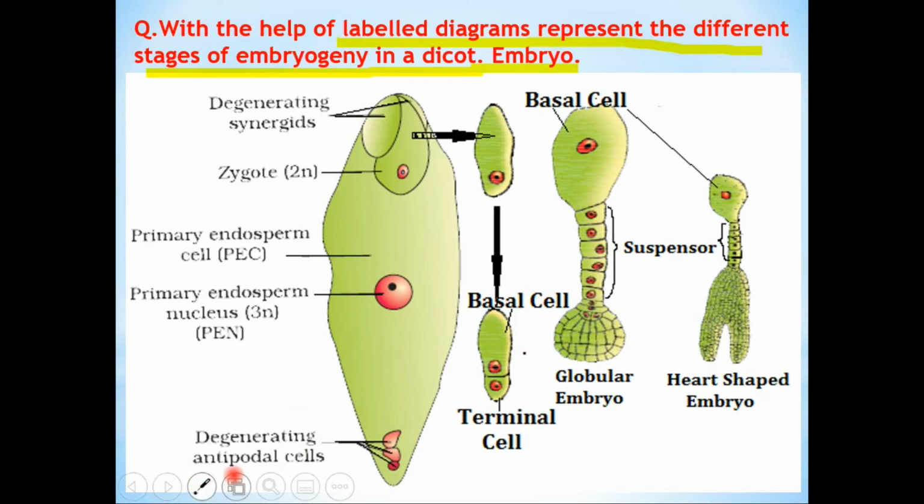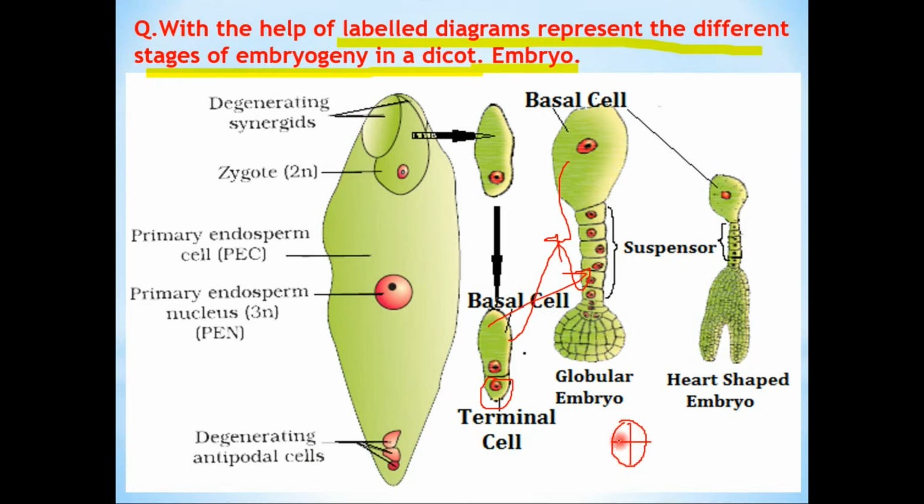This basal cell will produce a structure called the suspensor. So this structure has been produced by the basal cell. What will happen with this terminal cell? Suppose this is a terminal cell. I'm drawing a diagram. Now this terminal cell will undergo a horizontal division. It will become a two-celled stage. Then it will undergo a longitudinal division or vertical division.